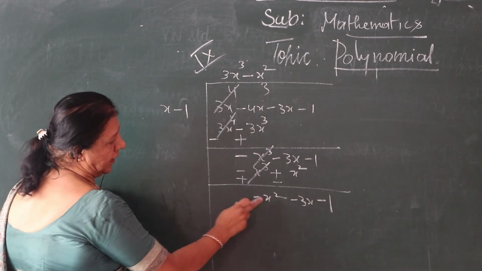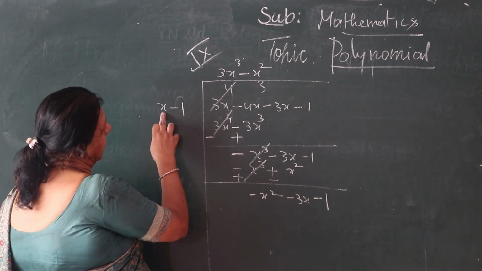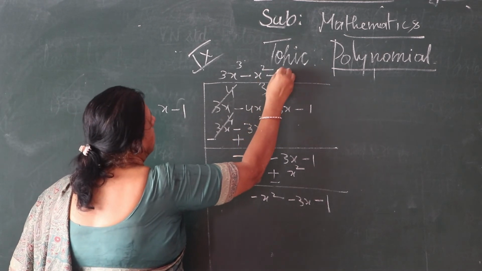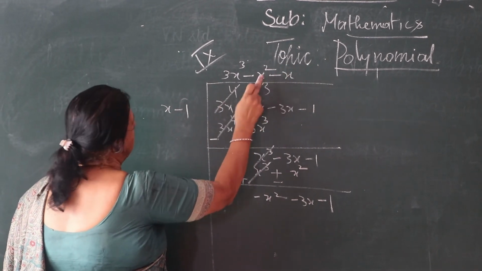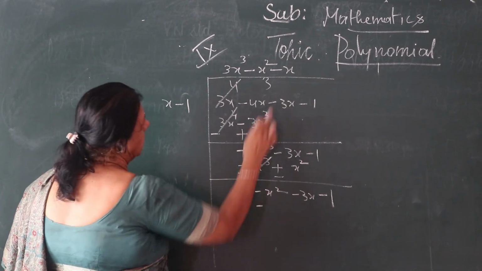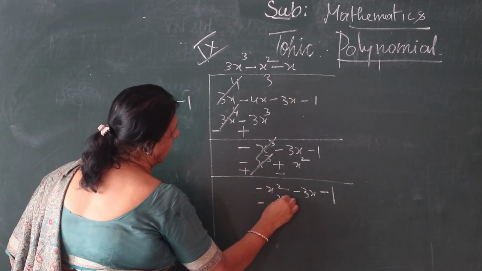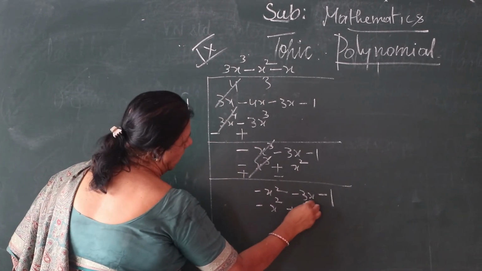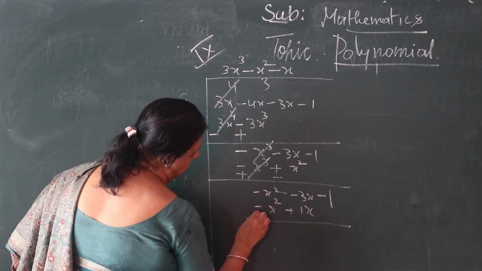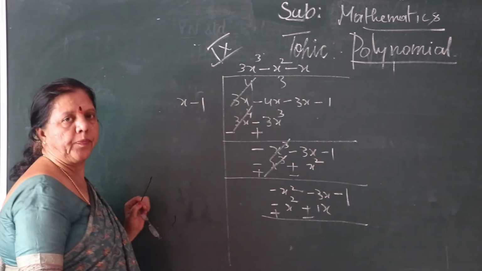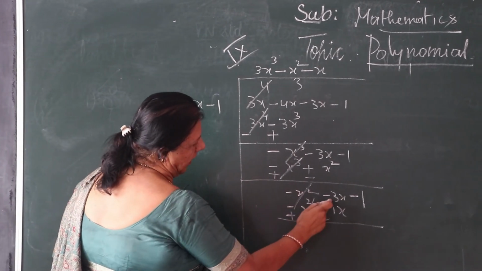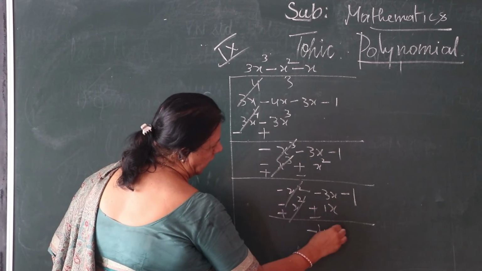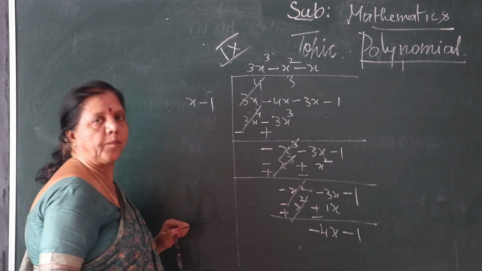Now the first term should be cancelled. So here x square is there. Here minus x: minus into plus, minus x into x gives x square. Minus into minus, plus x into 1, 1x. Subtract it. Plus minus, the first term will be cancelled. Minus minus is there, minus only. 3 plus 1, 4. Here x minus 1.